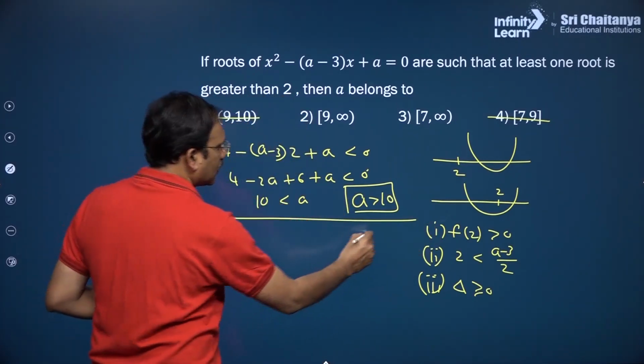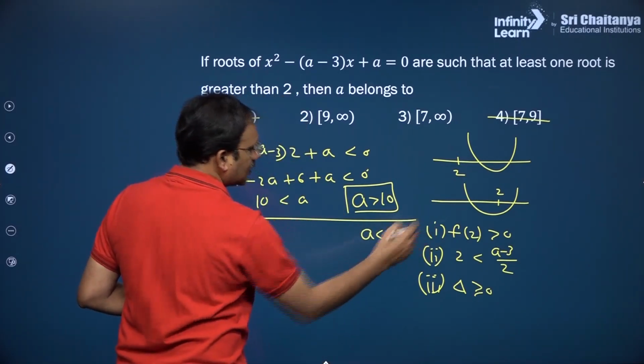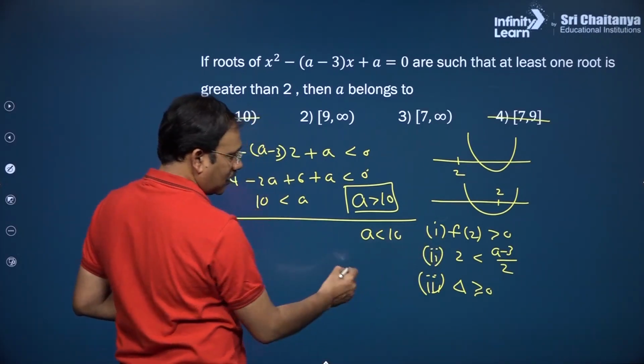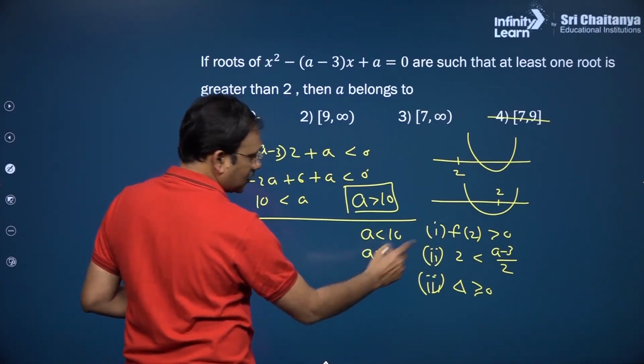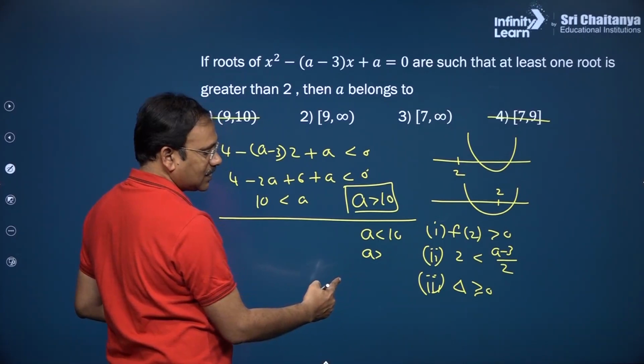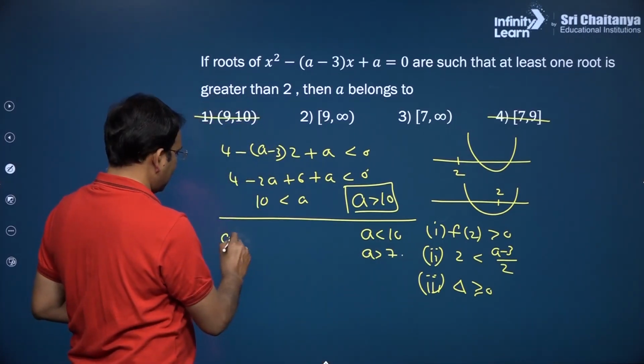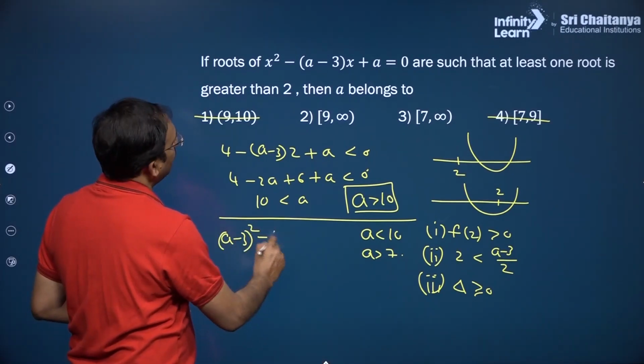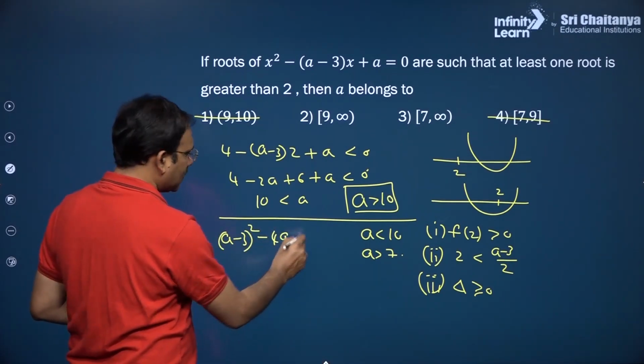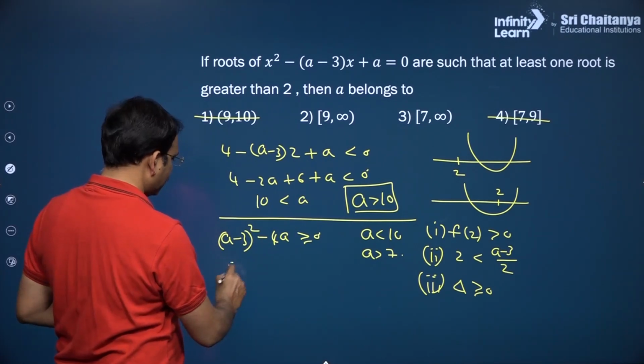So, f of 2 greater than 0 means a less than 10, we solved it. This is 4 plus 3, a greater than 7, you see, 7 less than a means a greater than 7, and apply delta, my dear friends. Delta is b square minus 4ac must be greater than or equal to 0.